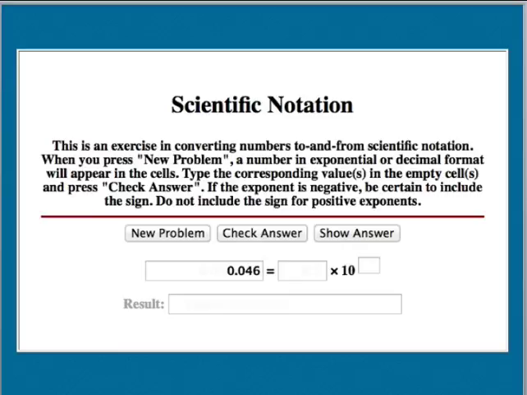Let's do another. And I'll hush. Here we are moving our decimal point to the right. We're going to have a negative exponent, aren't we? First thing we're going to do is rewrite our 4.6. And we simply had to move our decimal point 1, 2 places, so we enter -2.